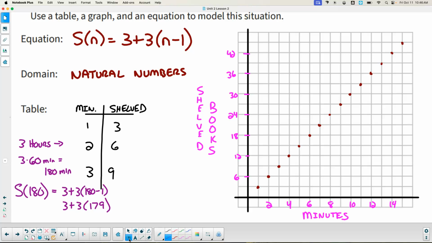Three times 179 is 537. So that means that she shelved 540 books in 3 hours. That one you can't just graph to problem, because the units aren't the same, you have to get the units the same. Likewise for 5 hours, and so on and so forth.